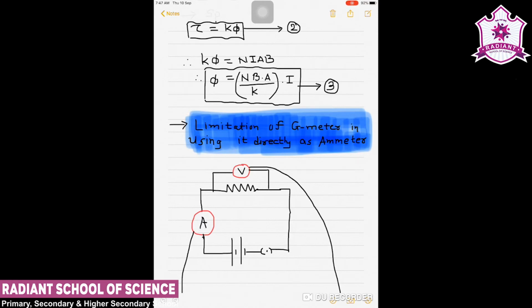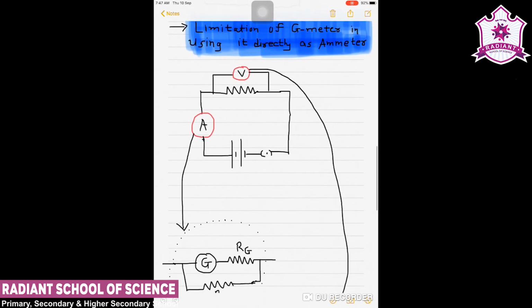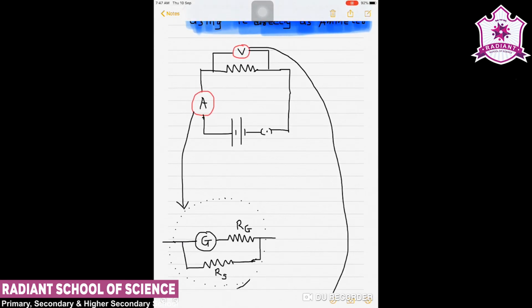So how do we overcome this problem? First we will go for making the ammeter, that is the current measuring instrument, and see how we can overcome the problem. To convert the galvanometer into an ammeter, we can make a certain arrangement. Here in the figure below the circuit given above, we have shown that G is a galvanometer and Rg is the resistance of the galvanometer.